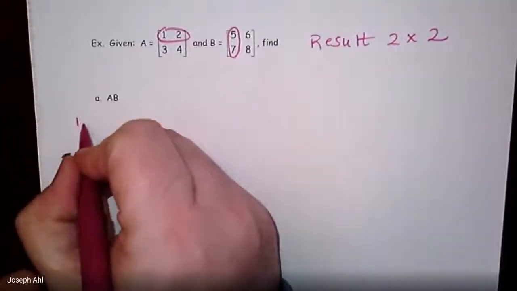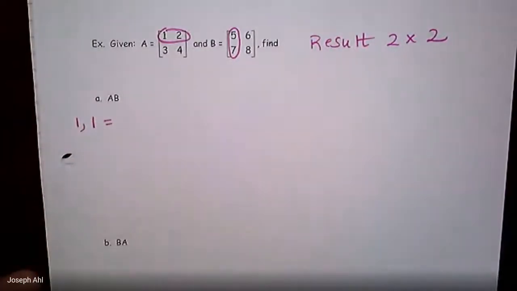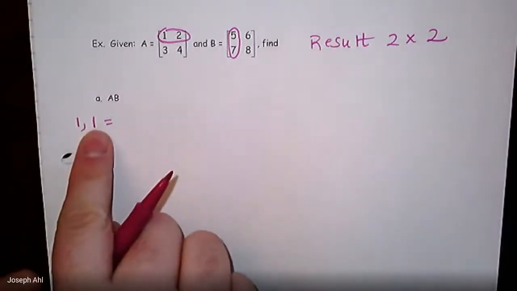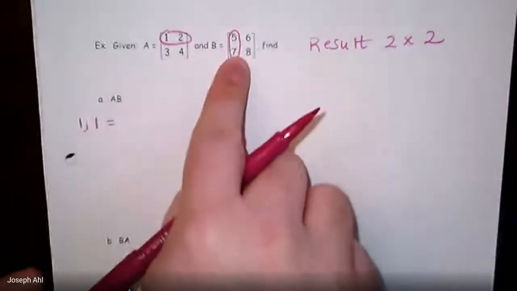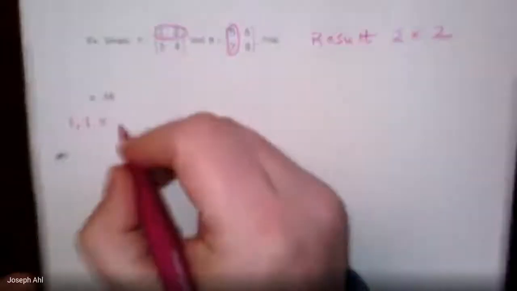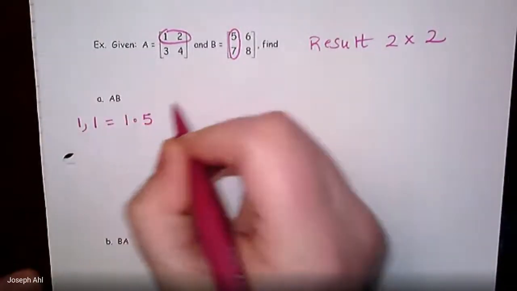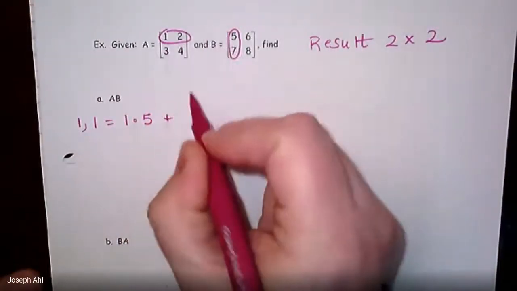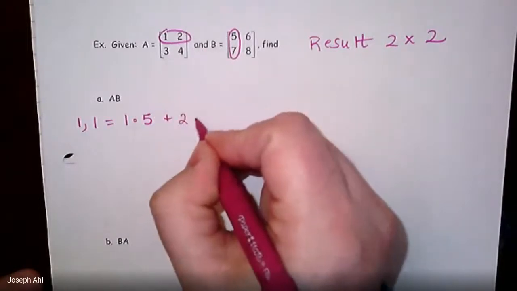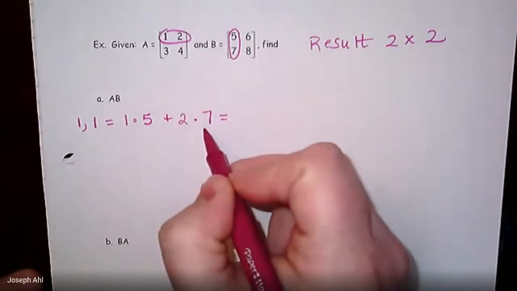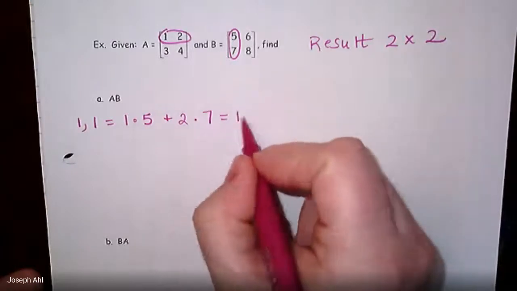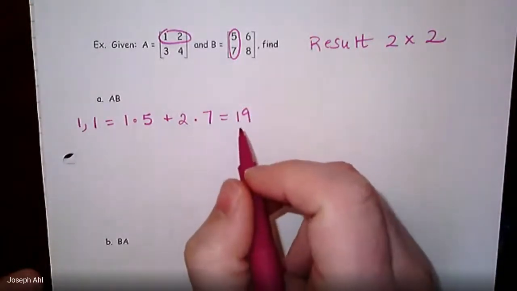And the way I'm going to keep this organized is I'm going to put 1, 1 to denote that this is the inner product of the first row times the first column. So it's going to be 1 times 5, the product of those first elements, plus the product of the second pair, 2 times 7. And we get 5 plus 14 for a total of 19.